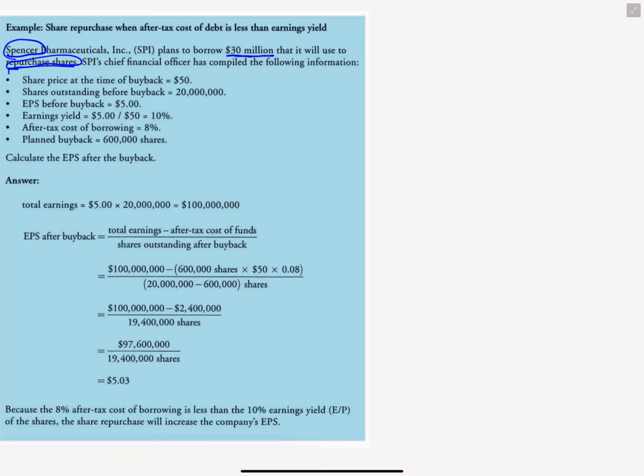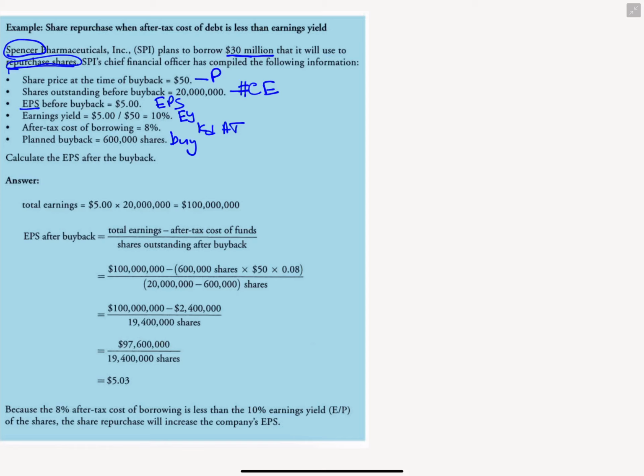The firm has compiled the following information: the market price, shares outstanding, the number of common equity, earnings per share (EPS), earnings yield, after-tax cost of debt (KD), and planned buyback. It plans to buy back 600,000 shares.